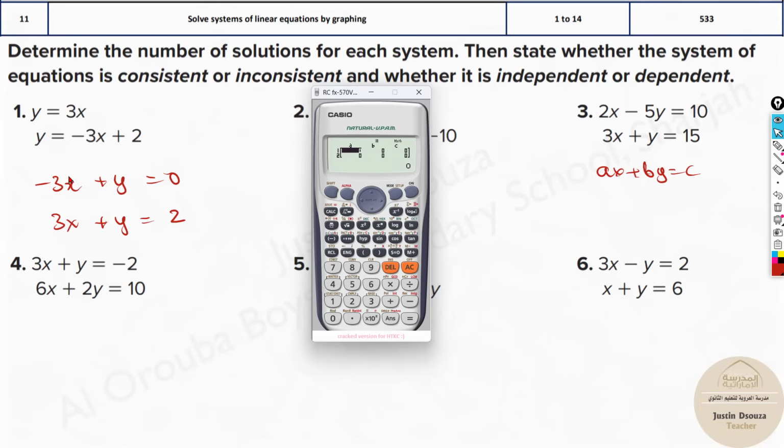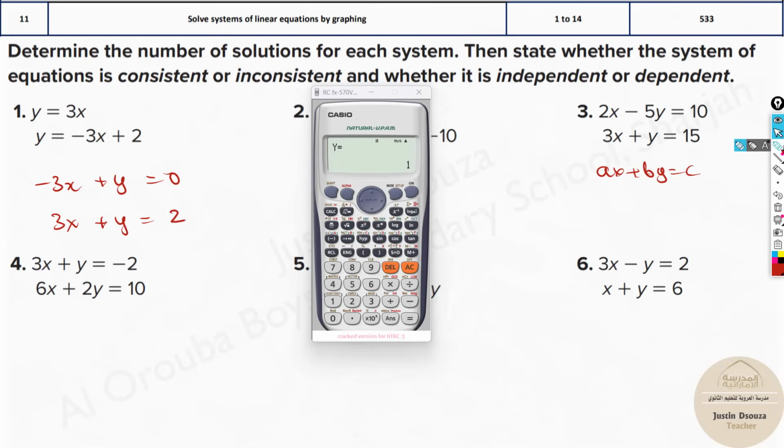And here we have to type in the coefficients of x, y, and the last constant value. The coefficients are minus 3, 1, and lastly 0. Then the same thing, 3, 1, and over here 2. Once you type all the values and press equal to, you'll get the answers. Now we are not bothered about the answers. They are not asking for answers. We got the solution, right?